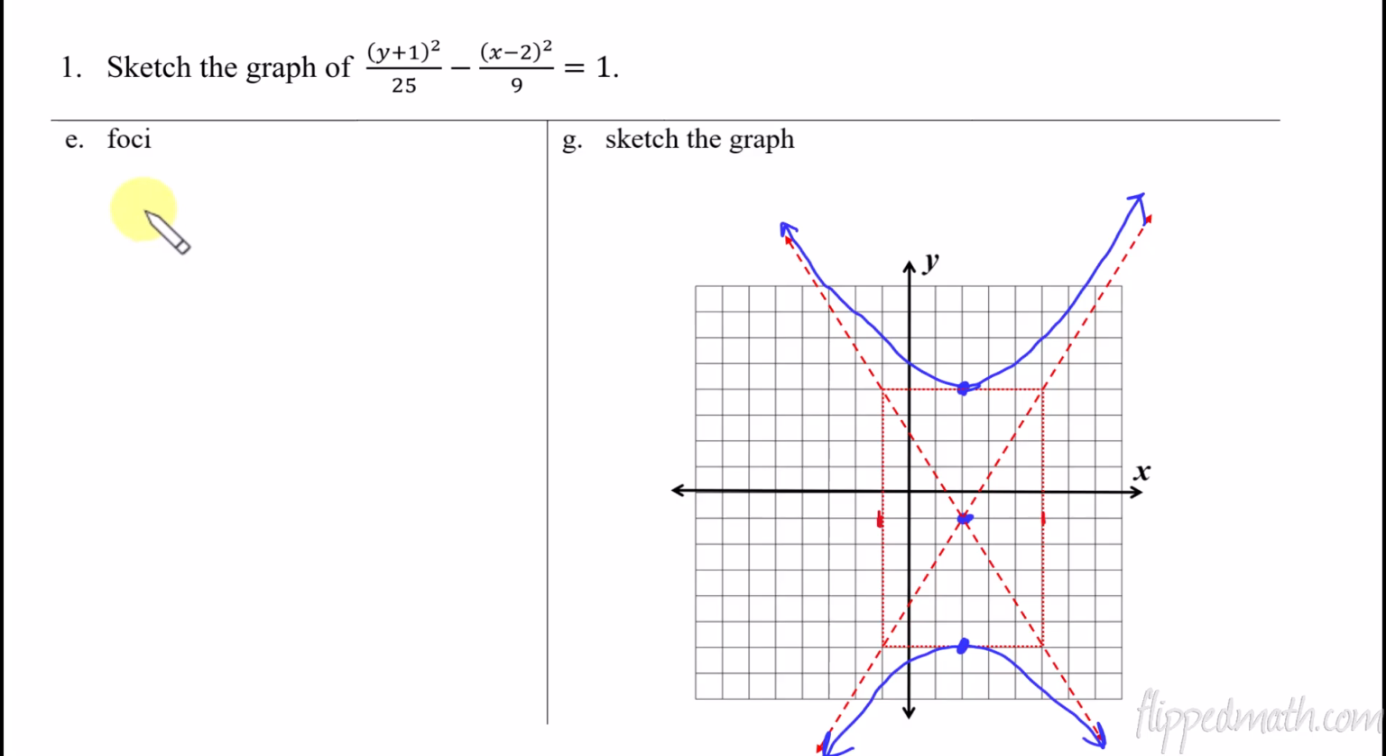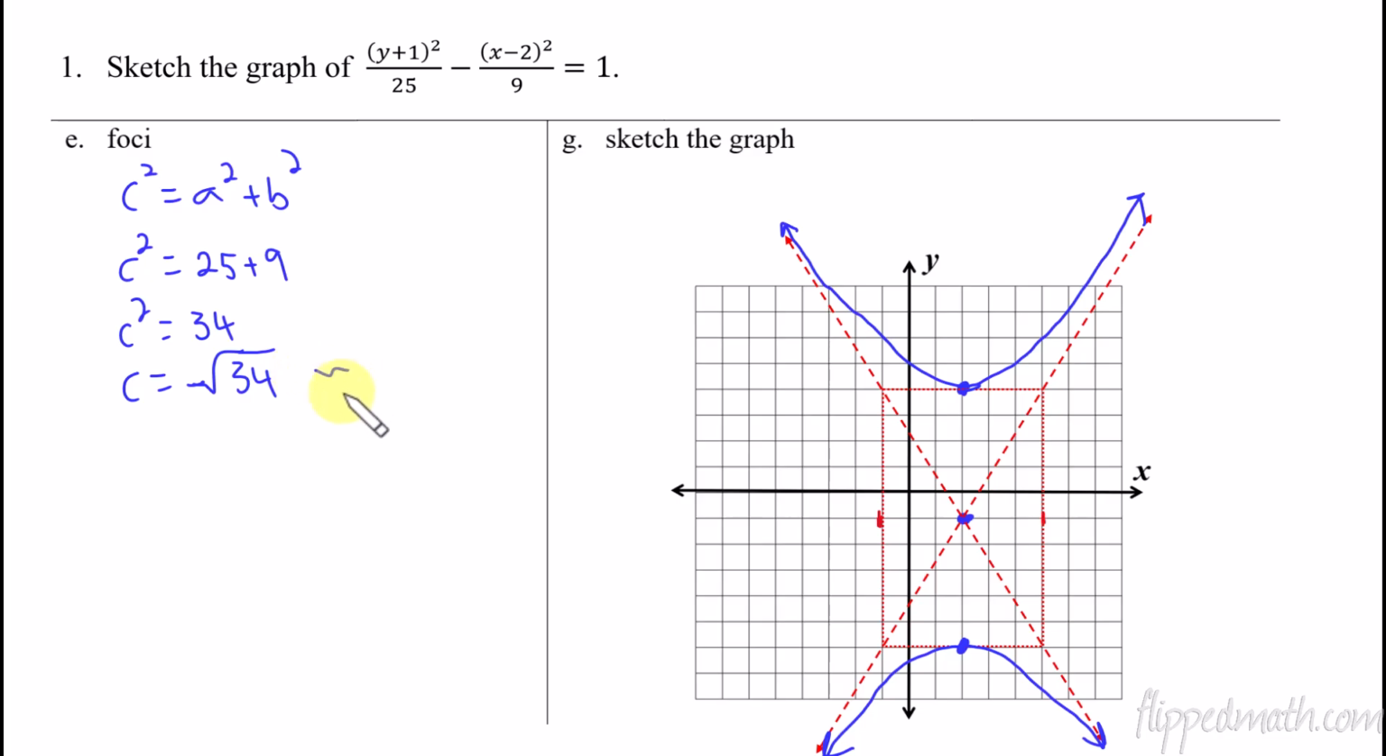Now let's do the foci just so we can see where those foci are. So remember, for the foci the equation is c squared equals a squared plus b squared. Do I care which one's a and b? No, I don't. 25 and 9, it doesn't matter which one goes where. So we're just going to say c squared is going to equal 25 plus 9. So c squared equals 34, or c equals the square root of 34, plus or minus, but just the value of c is square root of 34 away from the center.